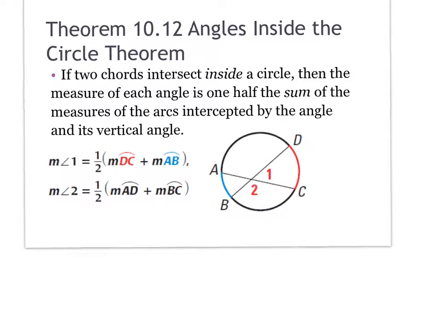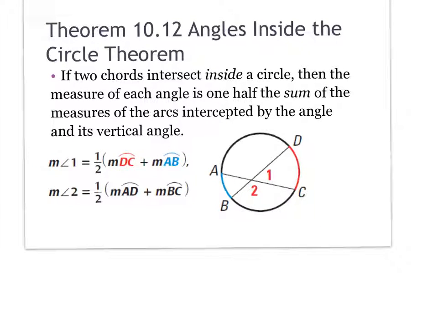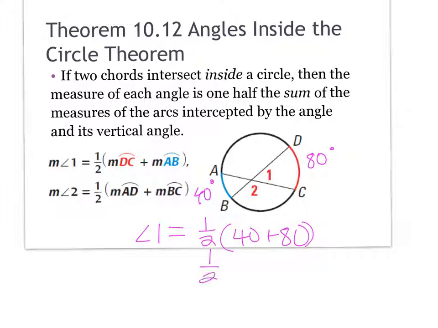So if the vertex is not at the center or on the circle, so not a central angle or inscribed, then you would use something like this. So let's say this is 80 degrees, and this is 40 degrees. Angle 1 would be 1/2 the sum of those two. So 40 plus 80, or 1/2 of 120, which is 60 degrees.